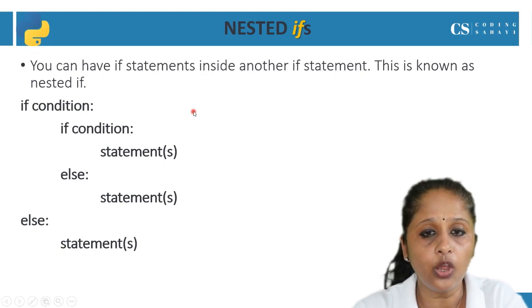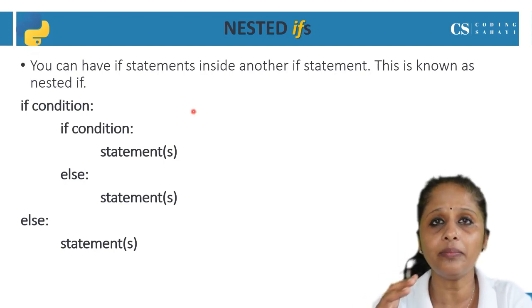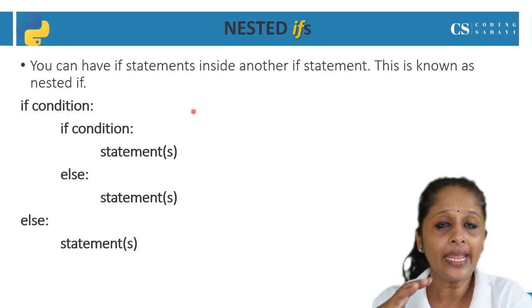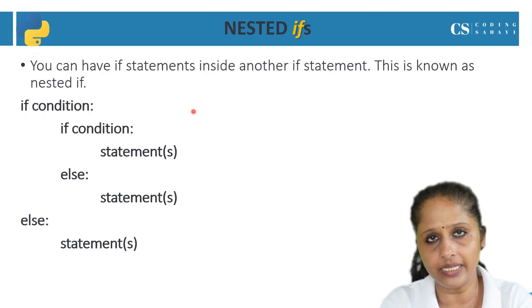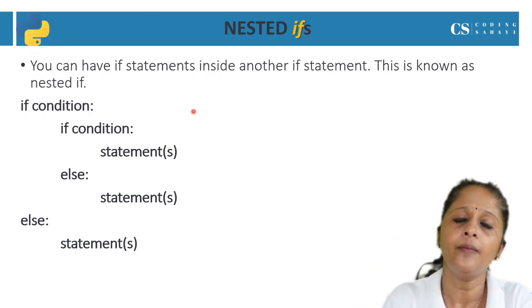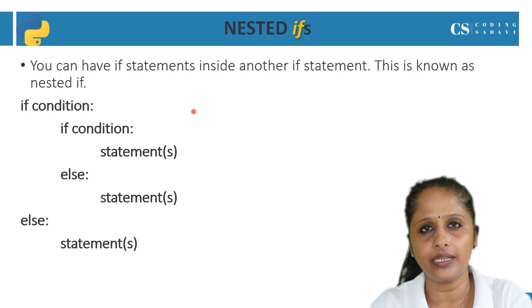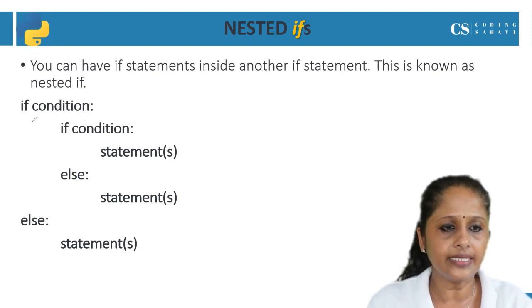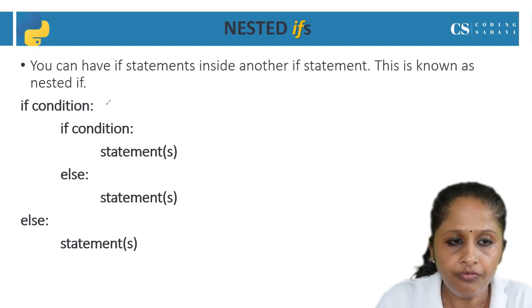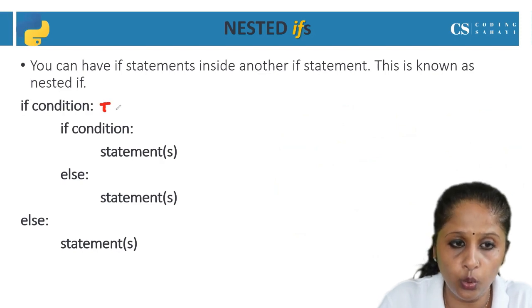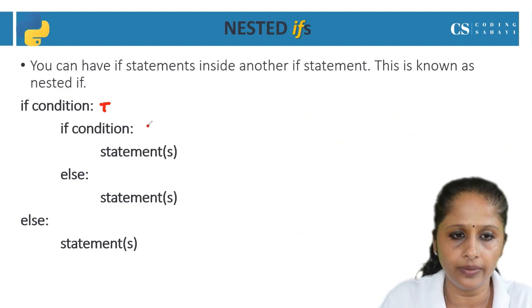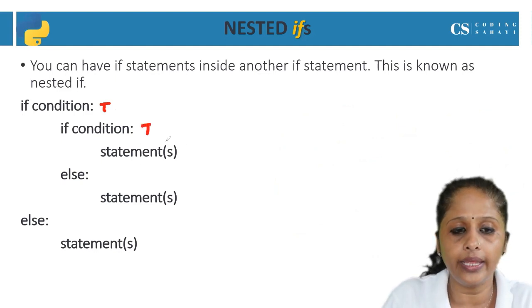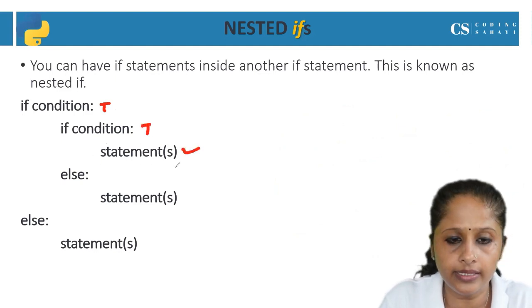So we have another concept, that is nested if. So what do you mean by nested? That is, you can have an if statement inside other if statements. Inside one if statement you can write another if statement. So here we can see the different levels. If this condition is true, then it checks for another condition. If this is true, then this set of statements will be executed.